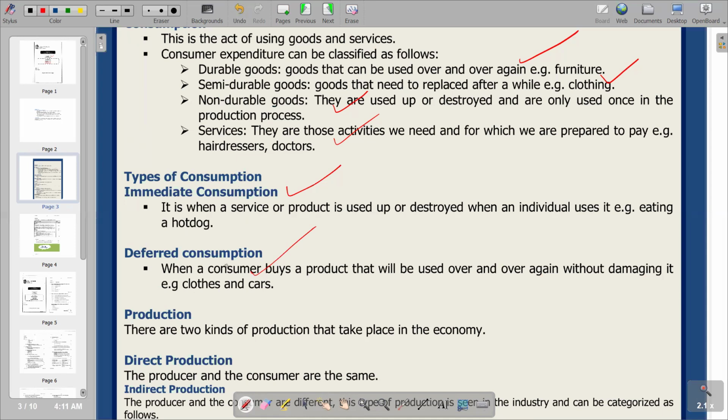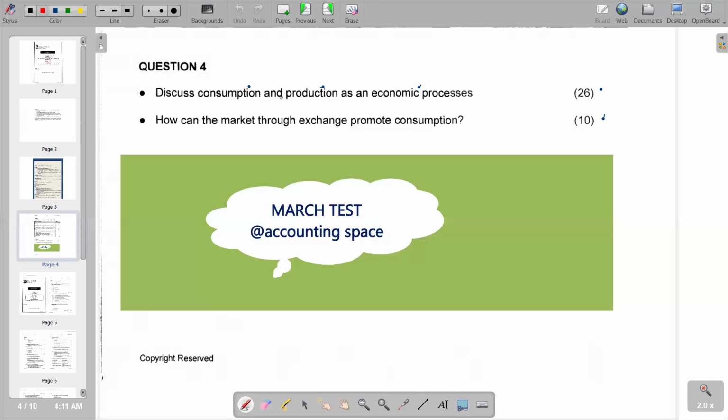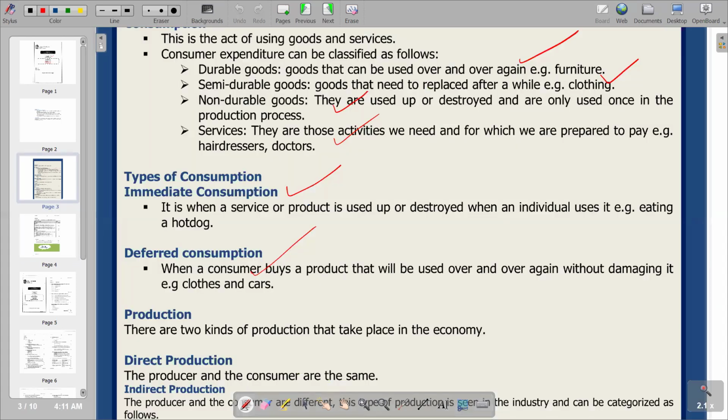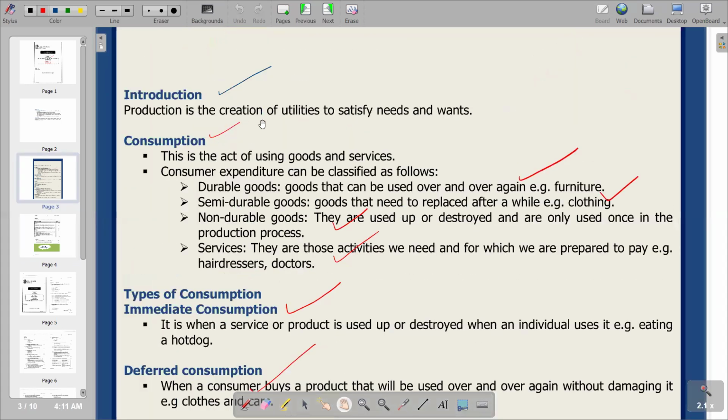Then also we are going to look at production. Remember, our question reads, discuss also production as an economic process. So in terms of production, we're going to start by again defining what production is. Production basically is the process of combining various inputs, both material and immaterial, in order to create output. We have just defined it, and we defined it again in the introduction, as the creation of utilities to satisfy needs at once.